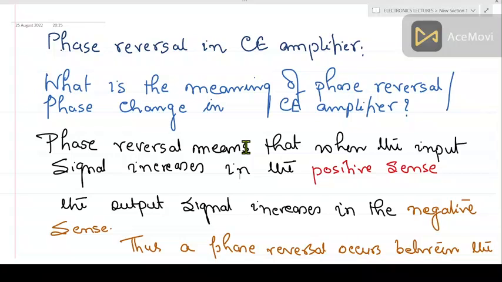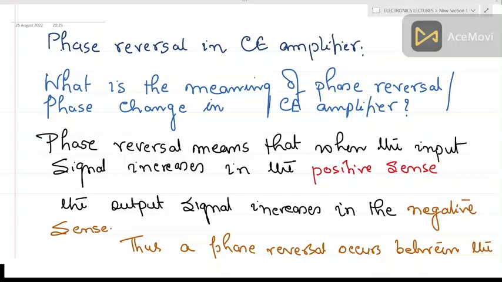So let us try to understand the concept. The first thing that you should understand is what is the meaning of the phase reversal or phase change in a CE amplifier. Many times we ask this question in the viva voce examination, and the student says that the input and output signals differ in phase by 180 degrees. But what does this actually mean? What is the basic concept that you should understand? What is the basic meaning of phase reversal?